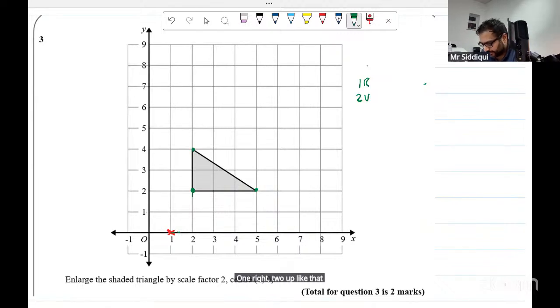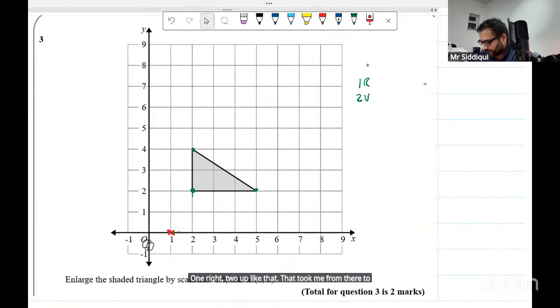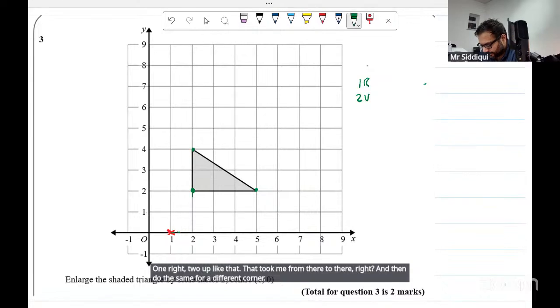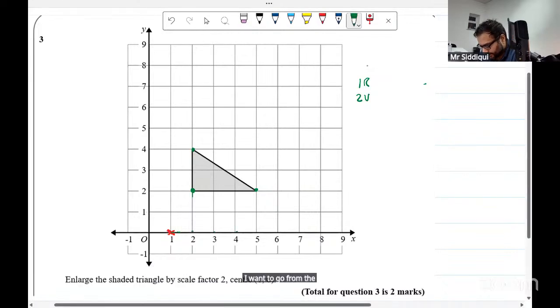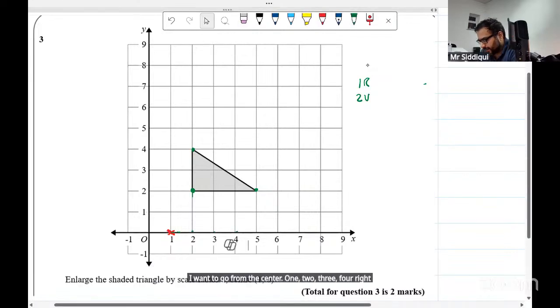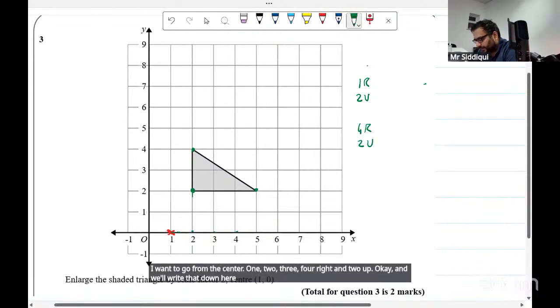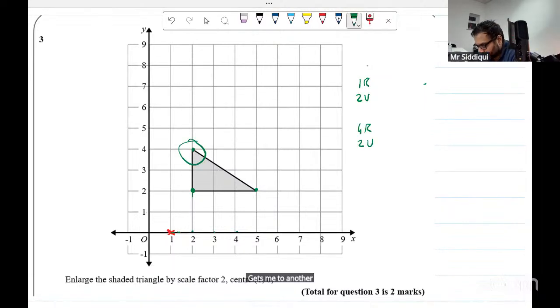That took me from there to there, right? And then do the same for a different corner. I want to go from the center, 1, 2, 3, 4 right and 2 up. I'm going to write that down here. 4 right and 2 up gets me to another corner. And then do the same to this corner. 1 right and 4 up, isn't it? 1 right, 4 up. And write that down.